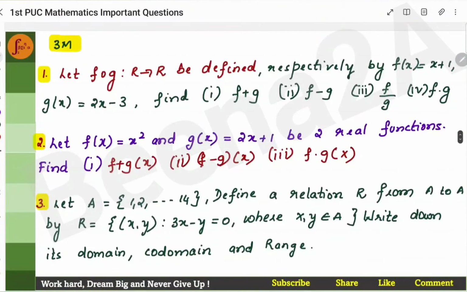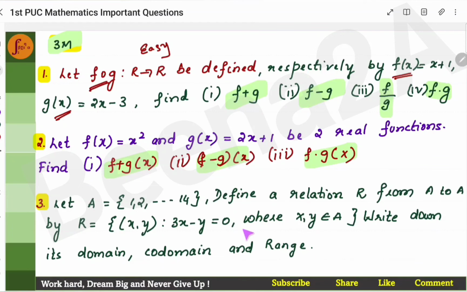Coming to 3 markers, again this is an easy one, right? You are given f of x, you are given g of x, right? You'll have to find f plus g, f minus g, f by g, f into g, right? All these multiplication, division, addition, subtraction of functions. These are easy ones. Very easily you can get 3 marks here. This is another example, right? Same example, but you have to find the same thing: addition, subtraction, multiplication.